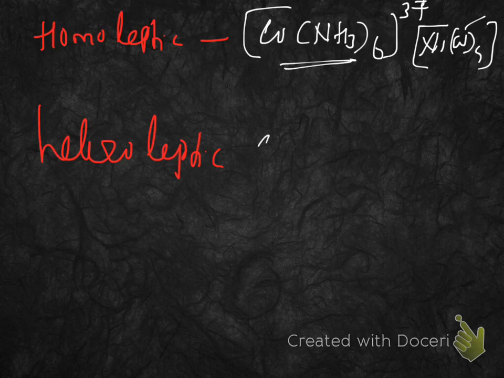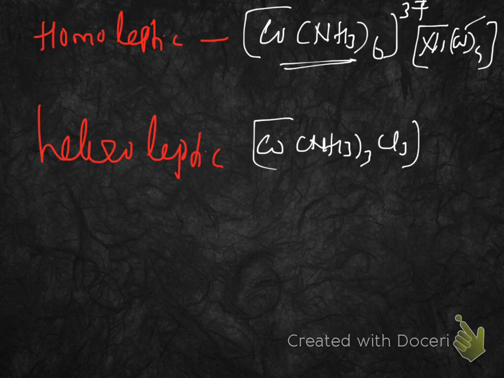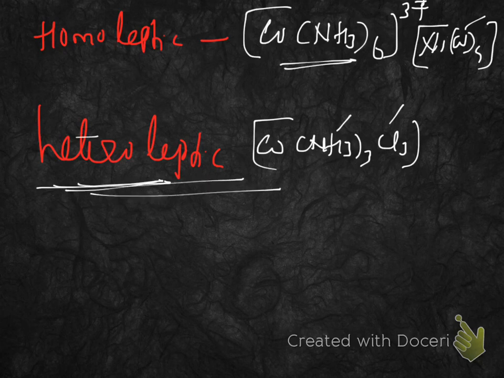At the same time, if you write [Co(NH3)3Cl3], here you have two kinds of ligands. One is ammonia, another is chloride. So it is a heteroleptic complex, having different kinds of ligands or more than one type of ligand. Such complexes are called heteroleptic complexes. With this, we are coming to the end of this section, which mainly focuses on important terminologies in coordination compounds. Thank you.